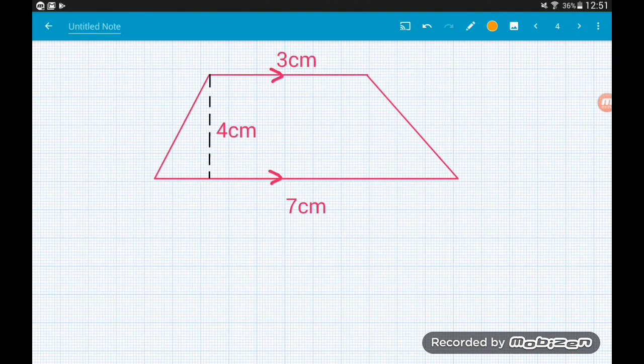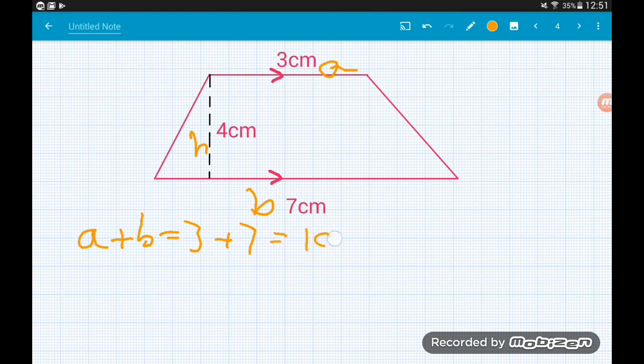Okay, so example 1, we want to find the area of this trapezium. Well, first of all, let's label it. So let's call the top side A, the bottom side B, and the height H. Now let's work it out step by step. Let's work out A plus B. Well, A plus B is 3 plus 7 centimetres, which will give us 10 centimetres.